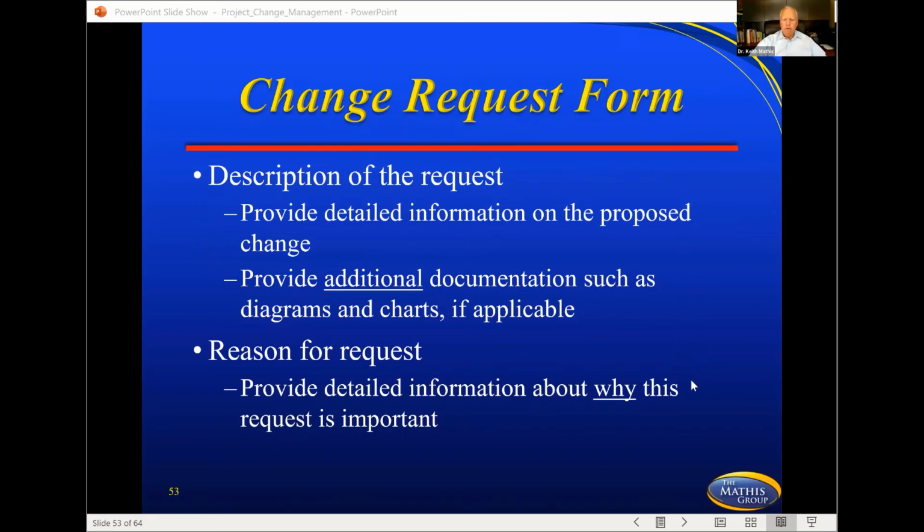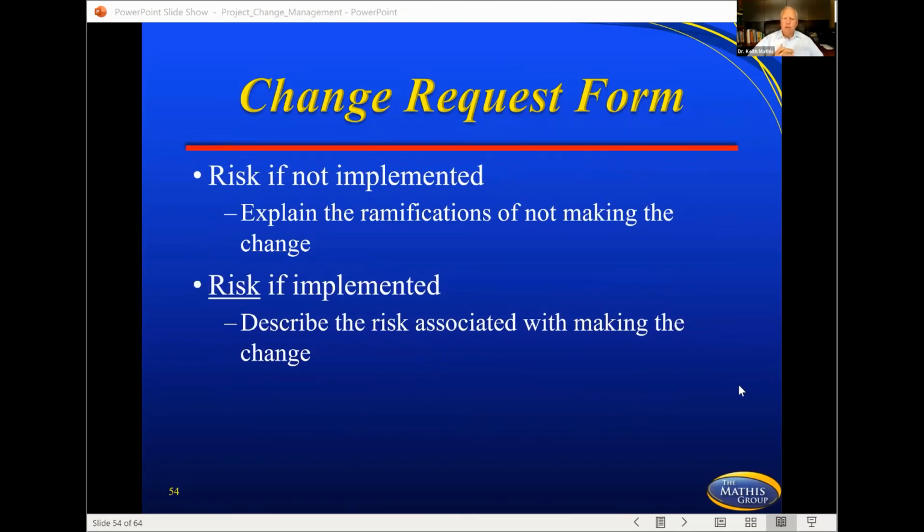By providing the information about why, the keyword there is why this request is important, is everything in a change request. Any risk if it's not implemented. If we didn't do this change, what impact would it have to the project, to the organization, to profits, any of those kind of things. Risk if it is implemented, because there's going to be risk possibly even if we do this. So describe the risk associated with making the change.